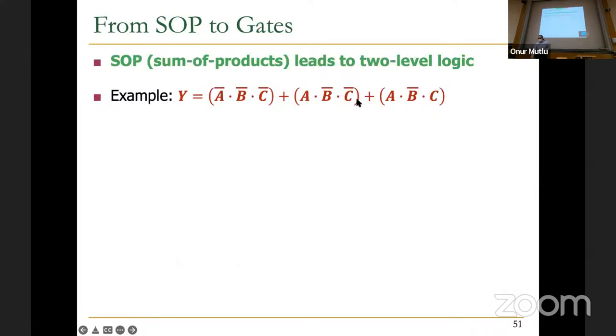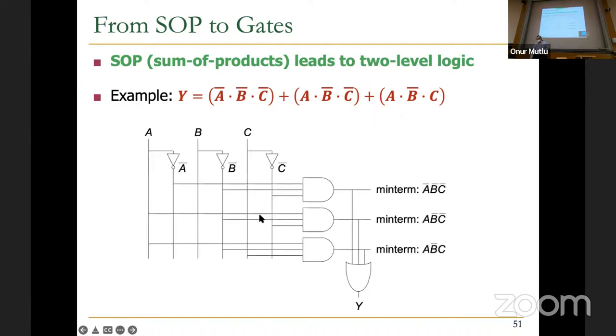Okay, so basically the point is sum of products form leads to two-level logic. Two-level logic, what does that mean? You have AND gates and then OR gates, right? Basically you have three AND gates in this case and one OR gate that ORs all of them. Let's take a look at that. This is the logic basically. You have three AND gates to generate the minterms and then one OR gate to OR all of them.